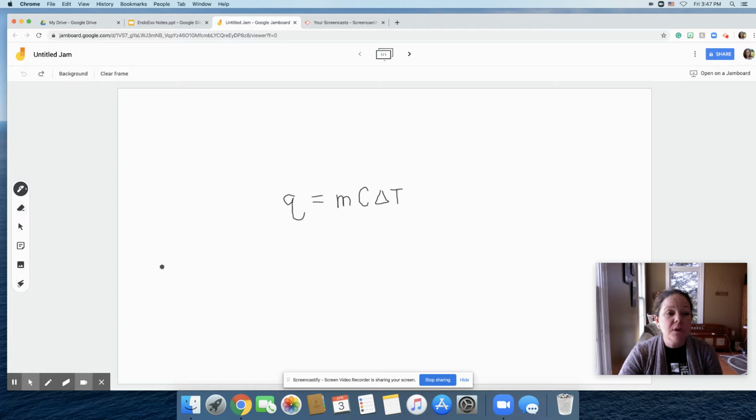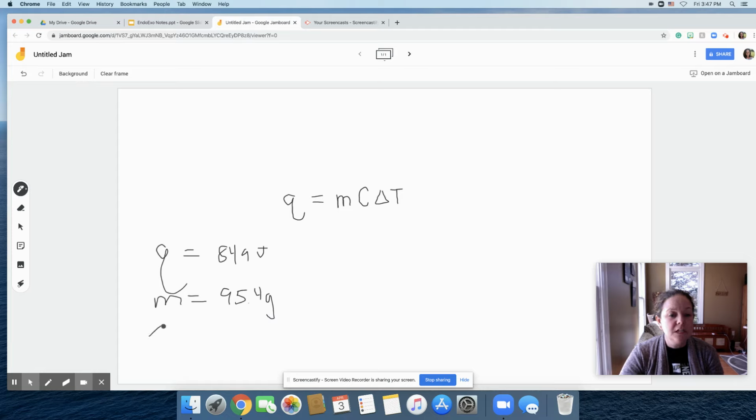We'll start with this. Q equals m c delta T. And what we know from the problem is that Q was 849 joules. Mass, which is in grams for this problem, equaled 95.4 grams.